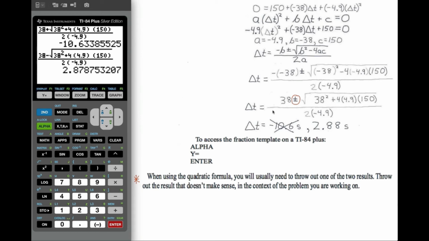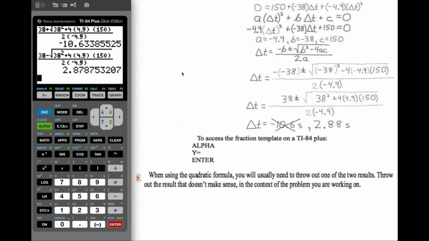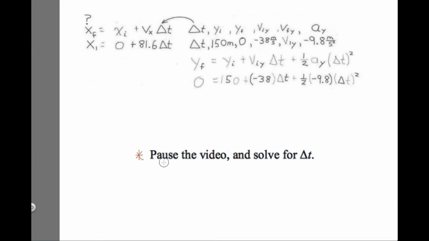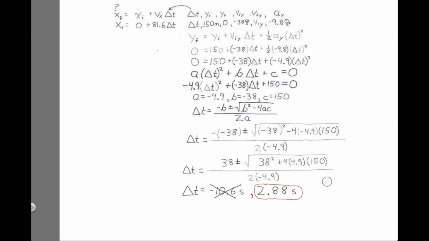You will usually need to throw out one of your results. You should throw out the result that doesn't make sense in the context of the problem. To be sure that you have mastered this important process, please pause the video and redo this part of the problem. Use the quadratic formula to find delta t. Okay, I hope you tried that. You should again have gotten the result that delta t equals 2.88 seconds.